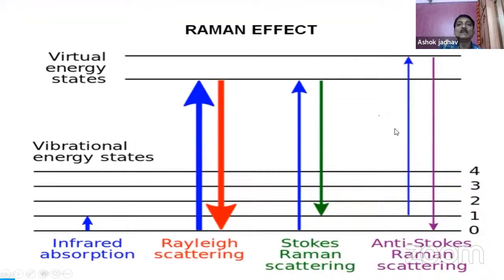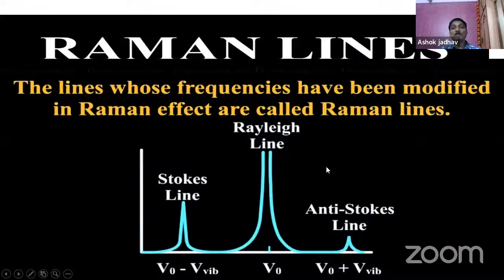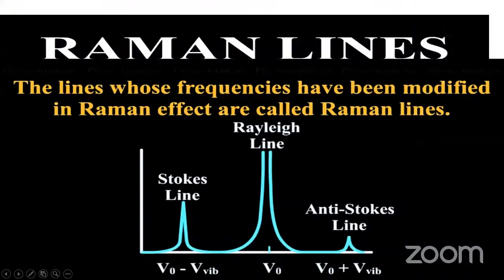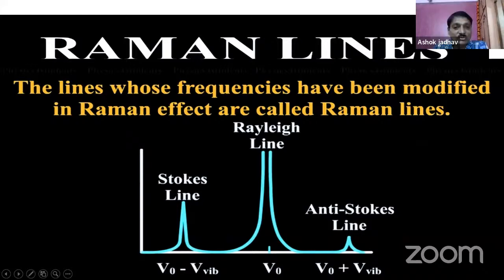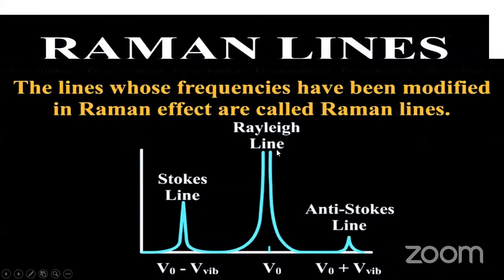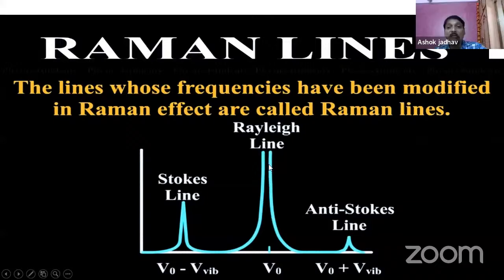And that's why he was awarded the Nobel Prize. And in the spectrum, you will get this line with low energy, that is incident energy mu zero minus the vibrational energy, the Stokes line, then equal to the incident energy, where the energy transmitted by that matter is the same.